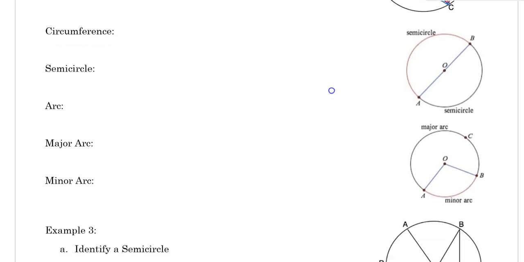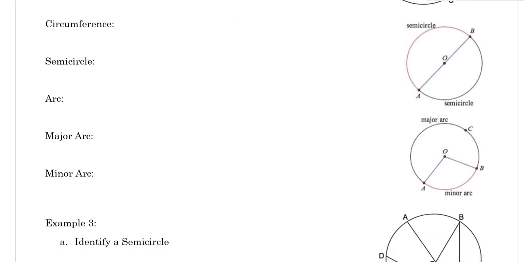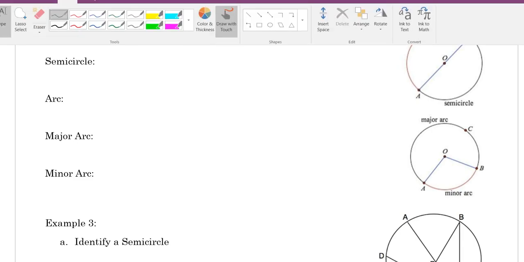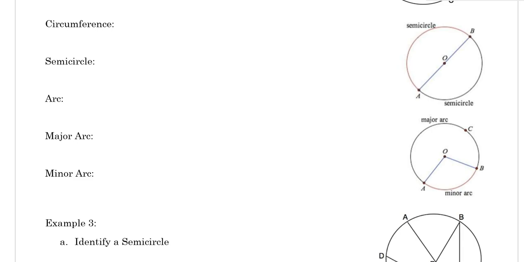All right, our last section of vocab. Like I said, I know this is getting long, there's a lot of vocabulary. The first thing we have is the circumference. The circumference is the distance around a circle.